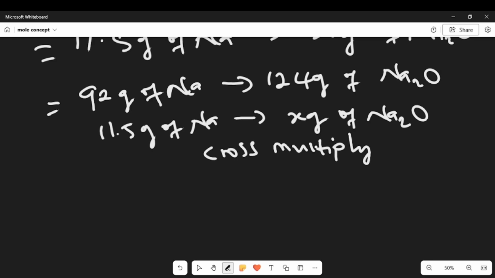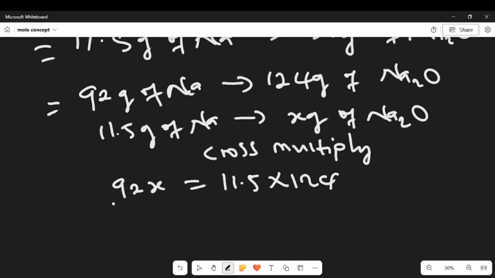Be very careful here. So 92 times X will give you 92X. Then 11.5 times 124. Do you understand that? I just cross multiplied. And if you reach here, welcome.